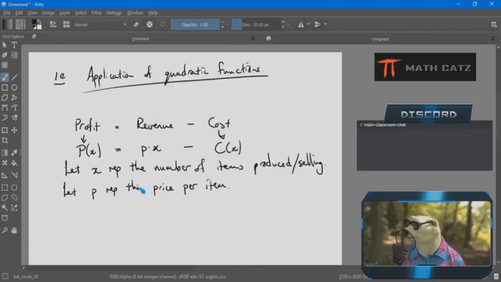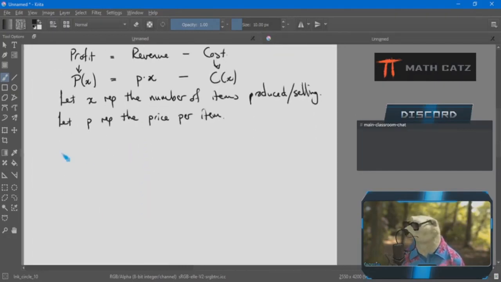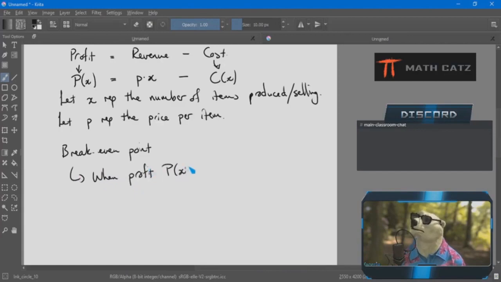Another question is, what is the break-even point? Let's write that down first. Break-even point. And I use the word point loosely. That is going to be essentially when my profit, which we call big P, is 0.